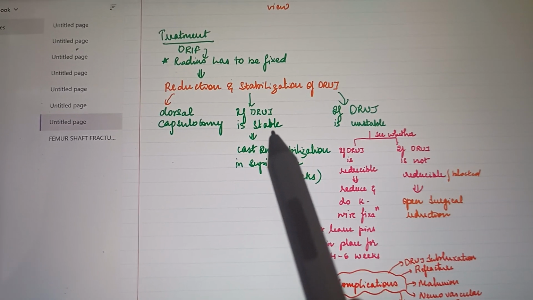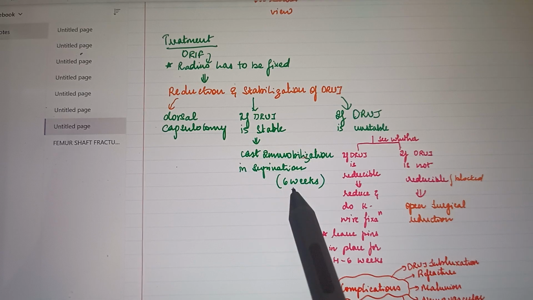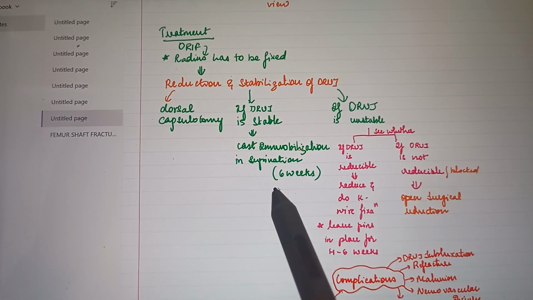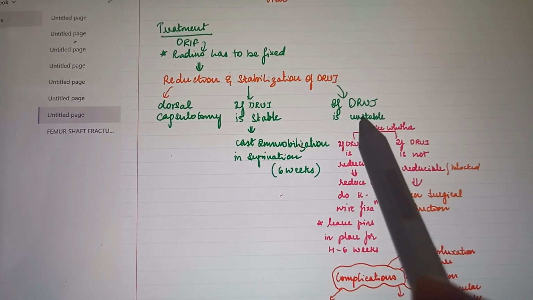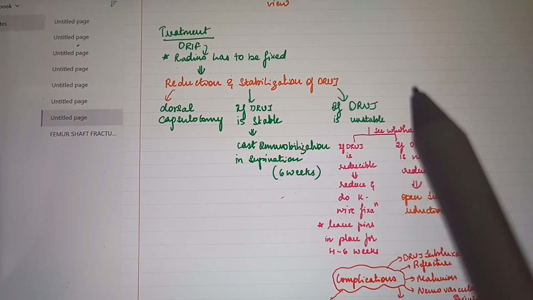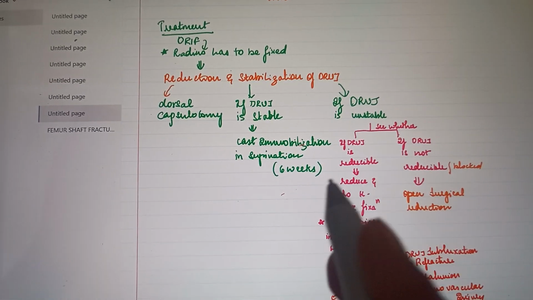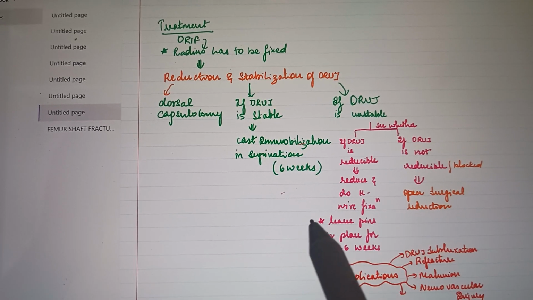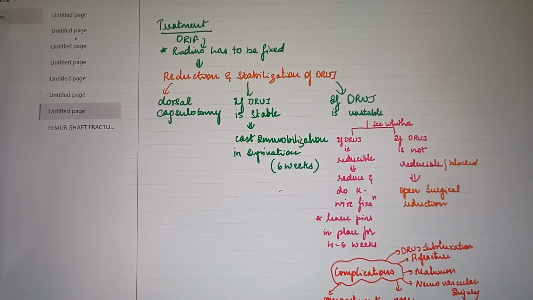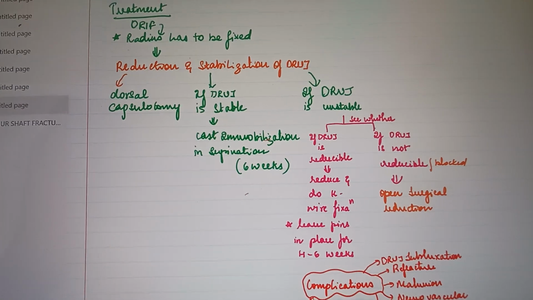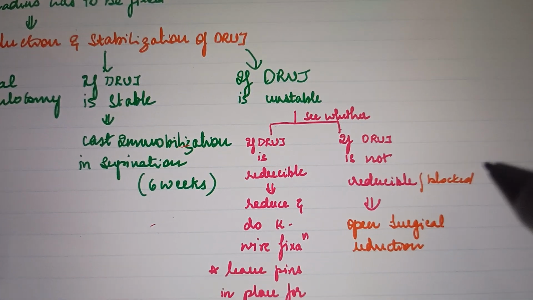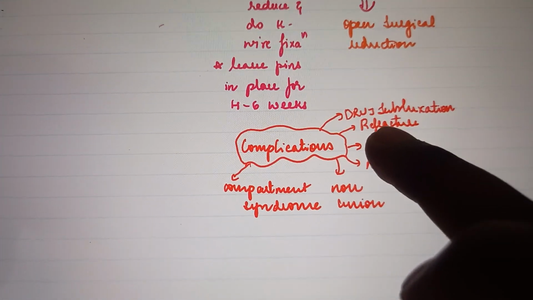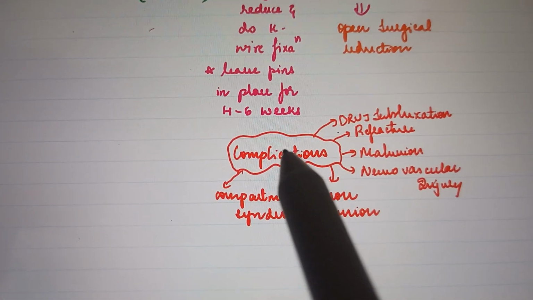If the distal radioulnar joint is stable, then you can do cast immobilization, keeping the patient's hand in supination for 6 weeks. If the distal radioulnar joint is unstable, then you have to see whether it is reducible or not. If it is reducible, then reduce and pass percutaneous K wires and leave the pins in place for 4 to 6 weeks. If the distal radioulnar joint is not reducible or if it is blocked, then you can go for open surgical release.